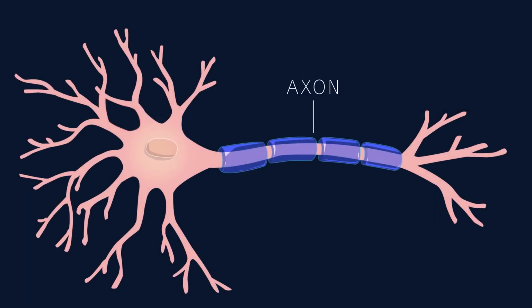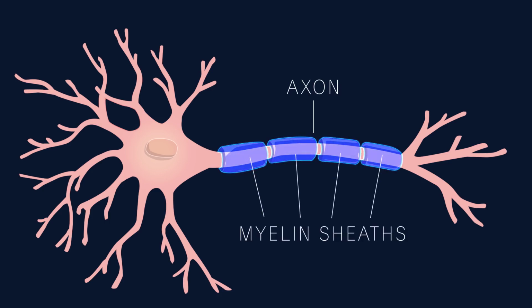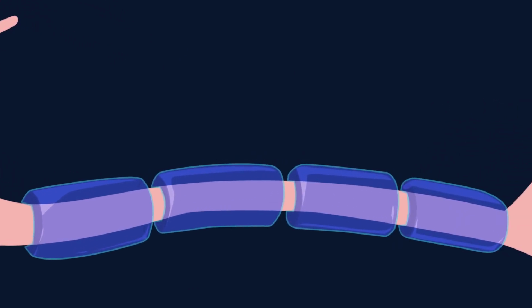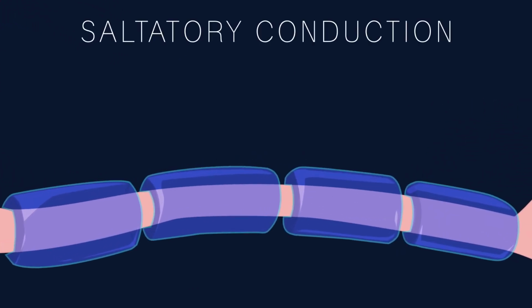Some axons transmit action potentials faster than others. One variable that increases conduction velocity is the presence of myelin sheaths around axons. Myelin speeds up transmission through a process called saltatory conduction, in which the action potential signal appears to jump along the part of the axon covered by the sheath.